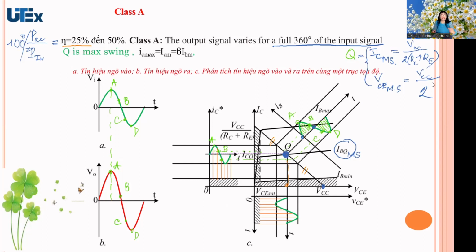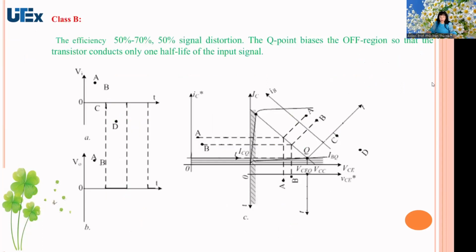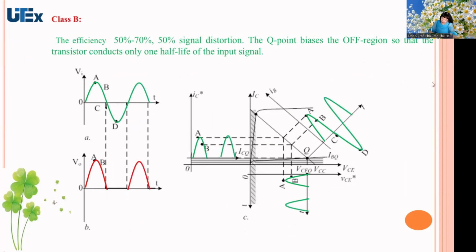Class A means the Q point is in the middle, max swing. And related to class B, very interesting. This class B, once more, you can see in this system, the Q point is in the cutoff position. And you can see the output signal has the negative part.